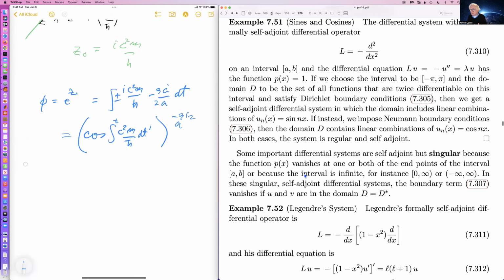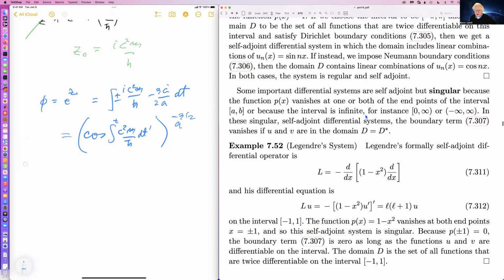And examples of this are sines and cosines. This operator is about as simple as you can get for a self-adjoint second order differential operator. It's self-adjoint on the interval. It has P equal to 1, Q equal to 0. Well, you can take the boundary conditions such that the sine of nx is the solution, or cosine of nx, depending on your boundary conditions.